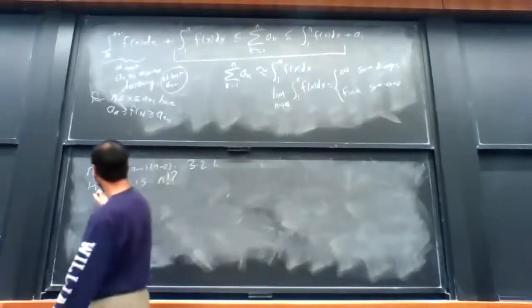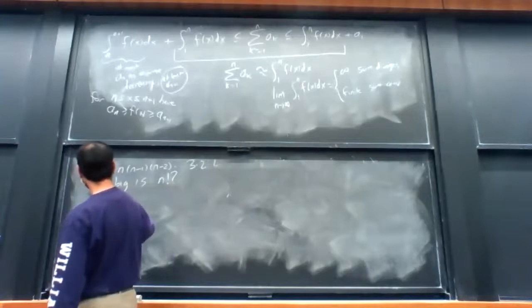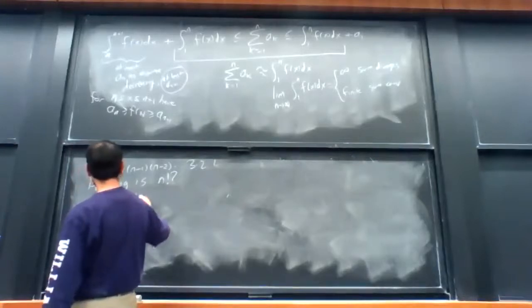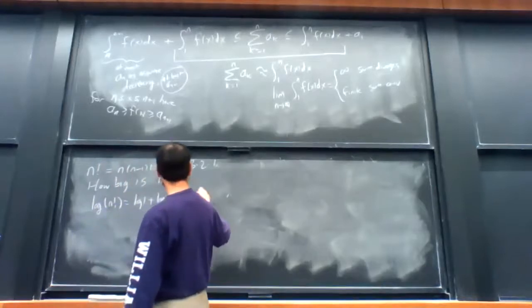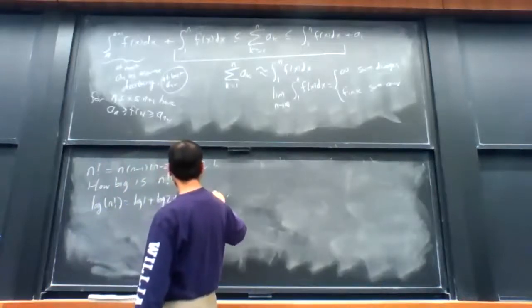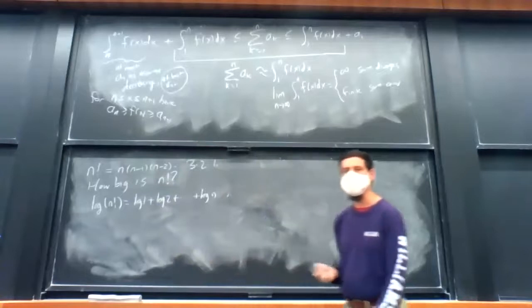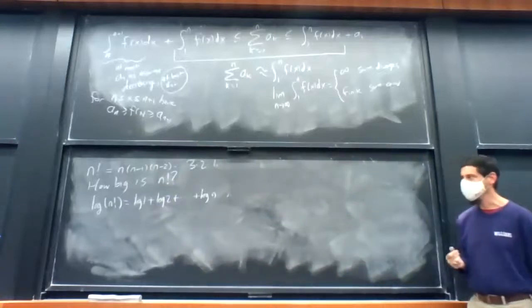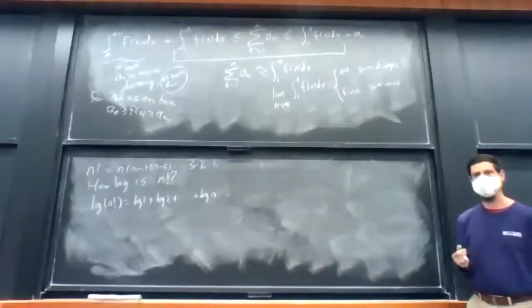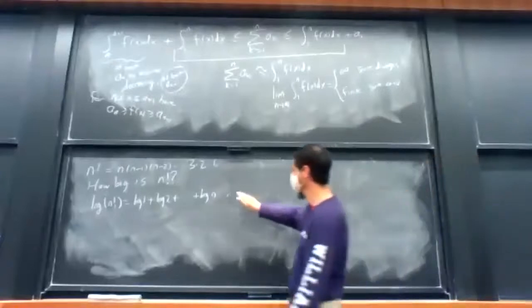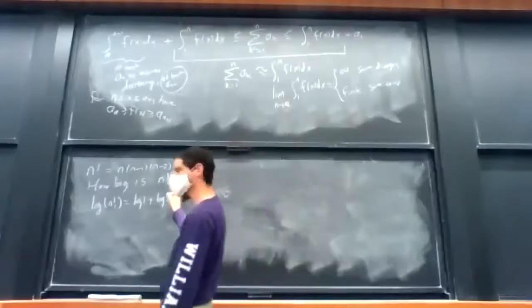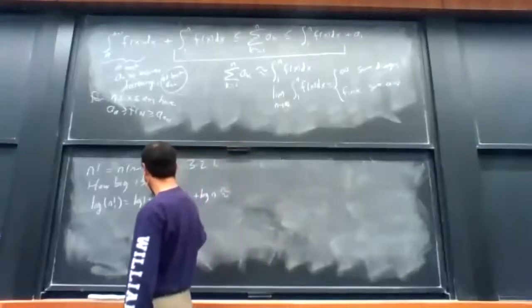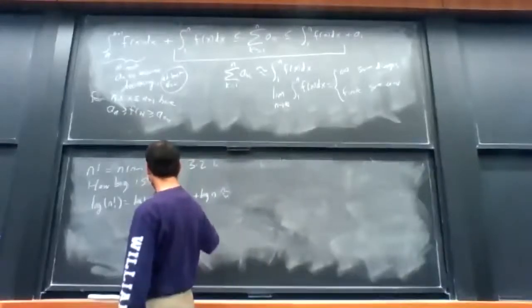So the log of n factorial is the log of 1 plus the log of 2 plus ... plus the log of n. And we'll talk about this on Monday. The log of a product is the sum of the logs. What should this be approximately equal to? Well, this looks like a sum. My nth term is log of n.